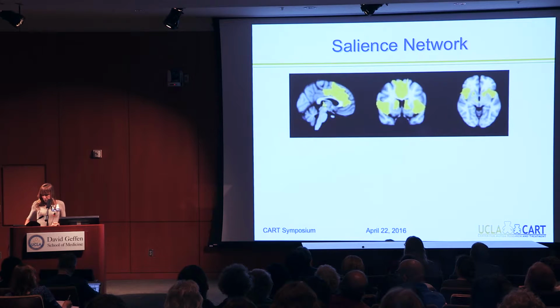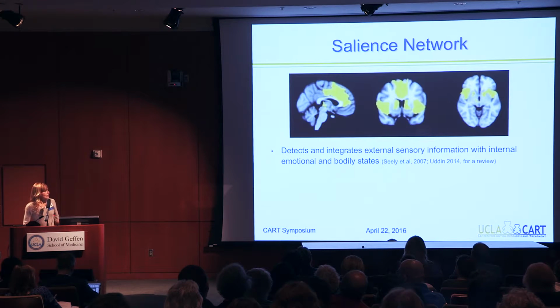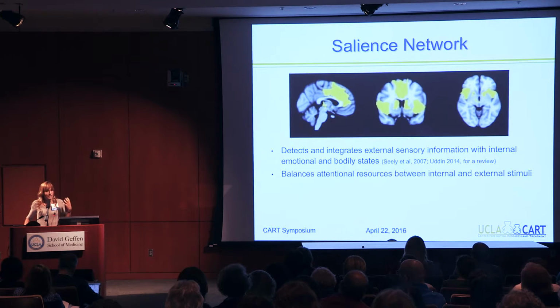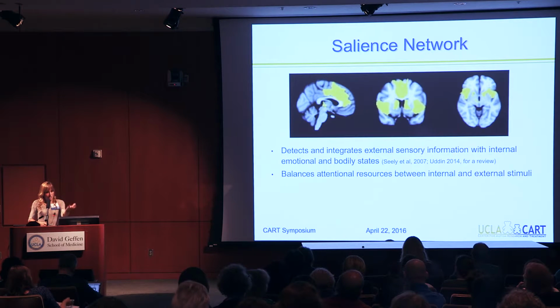And this particular network is thought to be particularly important in detecting and integrating external sensory information with internal emotional and bodily states. So it's basically thought to figure out what is the most salient information that I must attend to. It could be some internal state, when a baby's hungry, or when they're wet and they need a diaper change, or something that is happening out there in the environment. So it's supposed to play this role in allocating attentional resources either to stimuli out there in the environment or to what is happening in your own body.